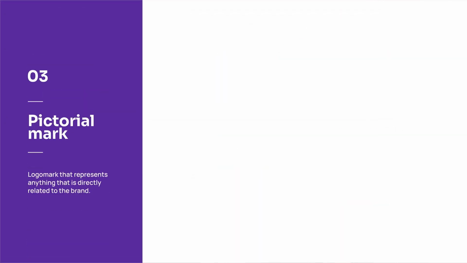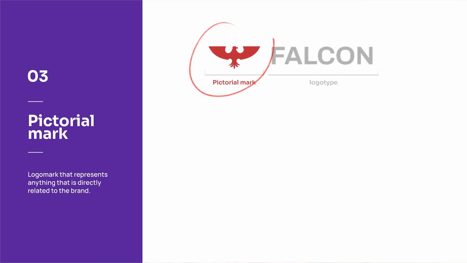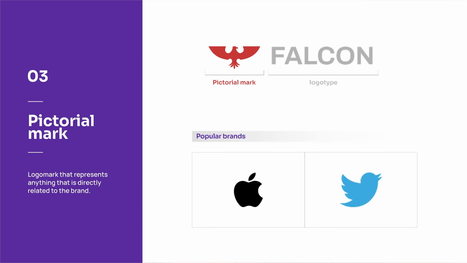Next in the line is pictorial mark. It is a design that represents anything that is directly related to the brand. Just like this minimalist Falcon design, it directly emphasizes the brand name. Popular examples in this case include Apple and the Twitter bird.